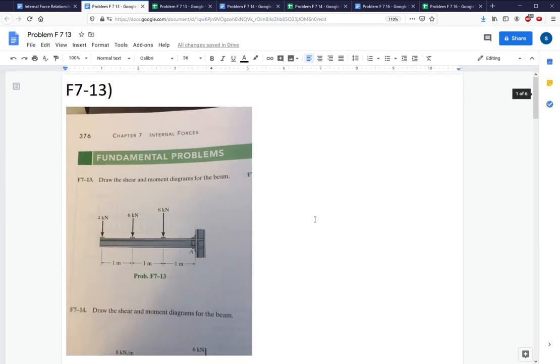Now, for shear force, to create the shear function, we're going to start on the left, and this is what we always do. We start on the left-hand side of the beam, and if there's no force on the extreme left point, that initial shear force is 0.